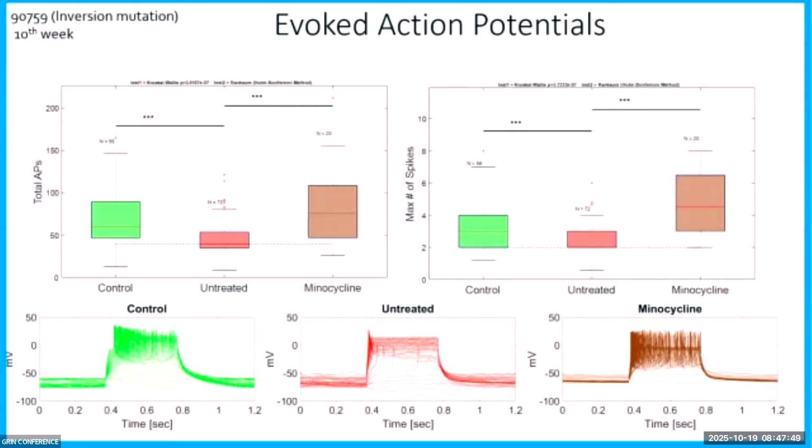And here I showed the minocycline example. We can see with minocycline, this flips the phenotype again, so it's much more like the control. We can see here in the recordings: control, untreated, and minocycline.